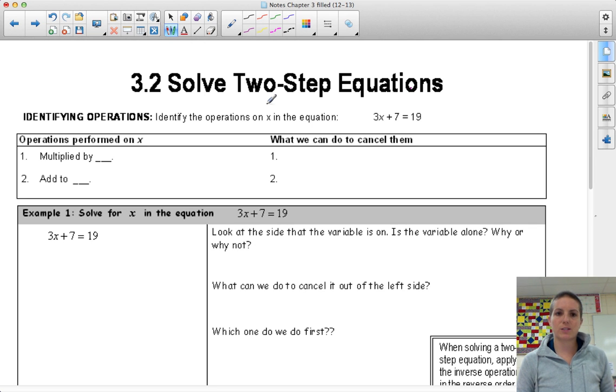Hello, let's talk about section 3.2. We're going to do solving two-step equations today. Notice that the first real step to doing two-step equations is identifying what's being applied to x in the problem. The first thing applied to x is a multiplication, and the second is an addition. It's being multiplied by 3, and that product is being added to 7.